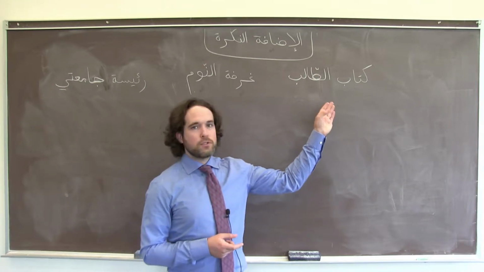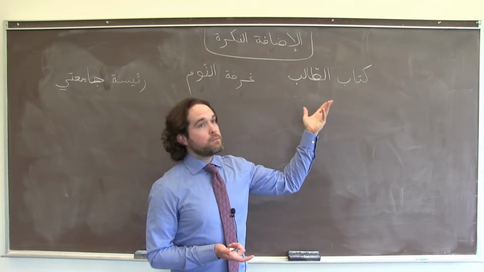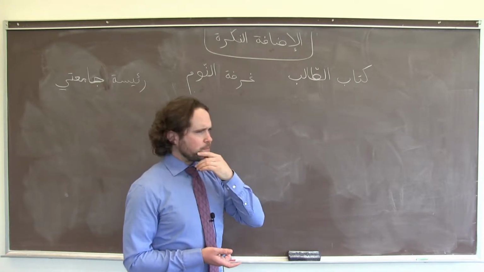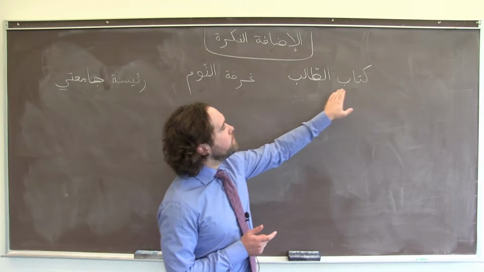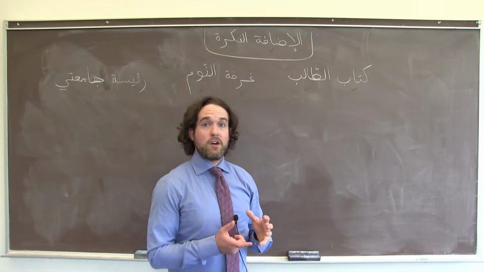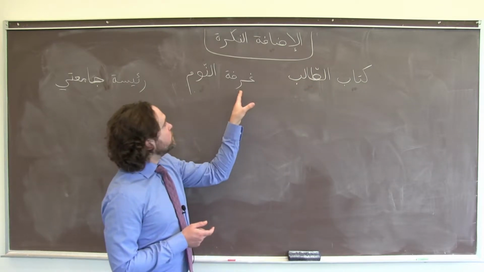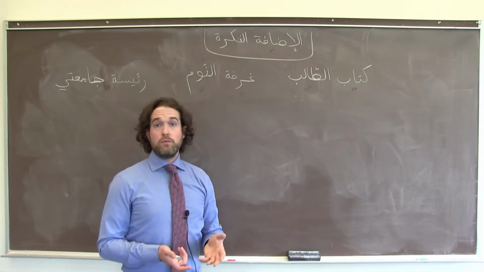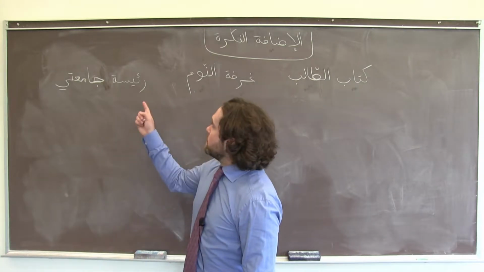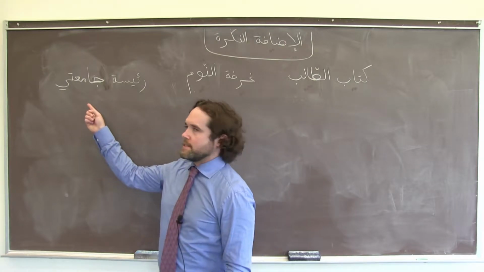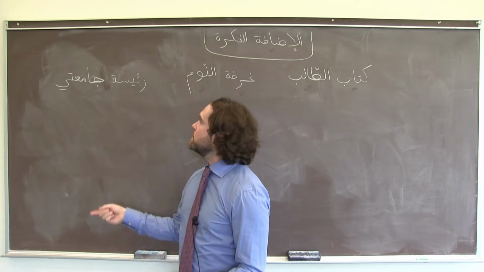Here are some simple examples. All of these are currently definite. Kitab al-Talib, the student's book, or the book of the student. The book of the student sounds a little strange in English, but in Arabic, we're forced by the rules of making an idafa to keep that structure. Kitab, the book of the student. Ghurfat an-nawm, the bedroom, or literally the room of sleeping, the room of sleep. And here, Ra'isat Jami'ati, the president of my university, or my university president.